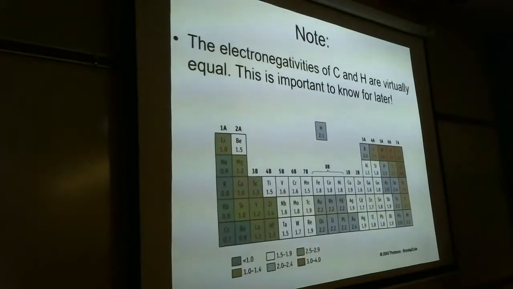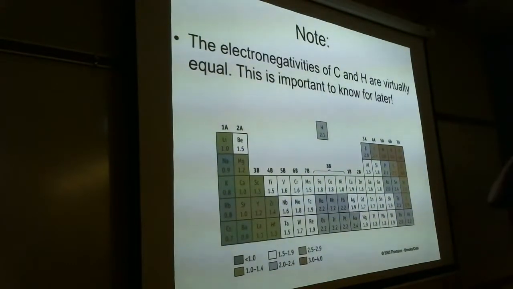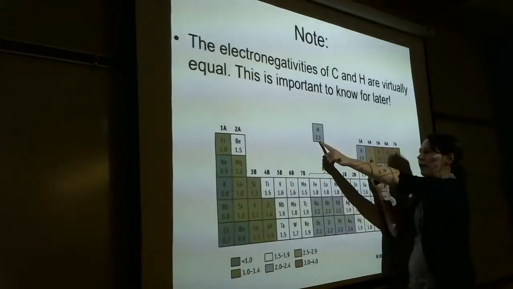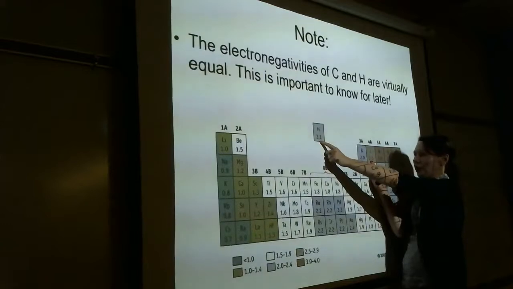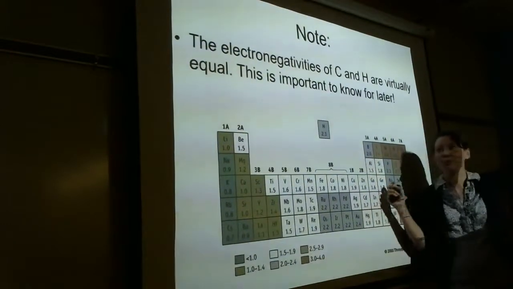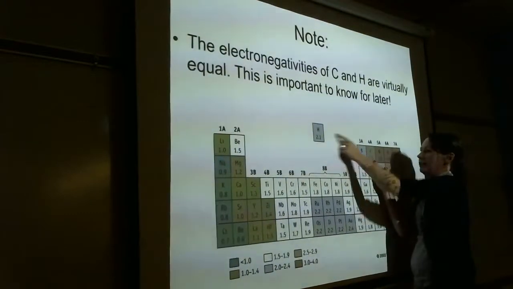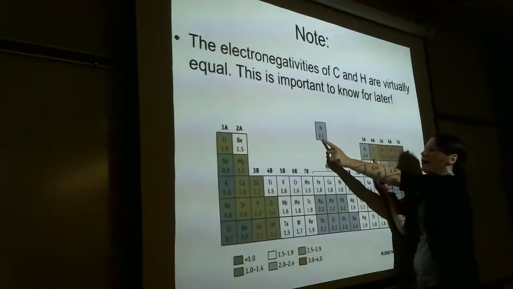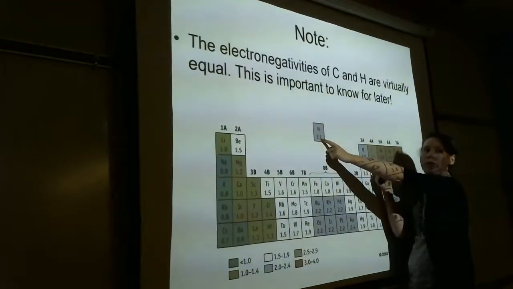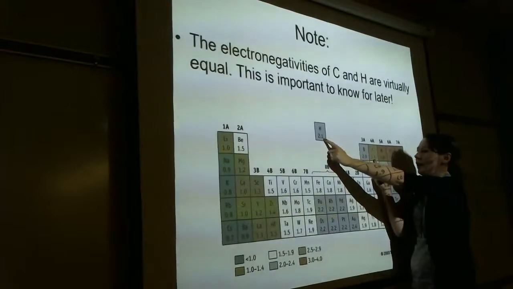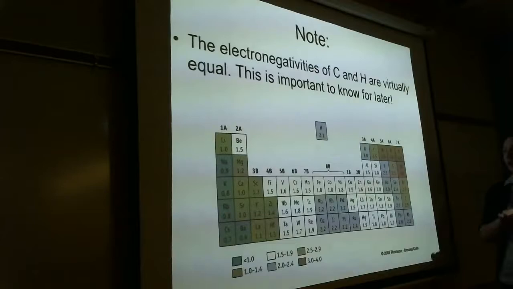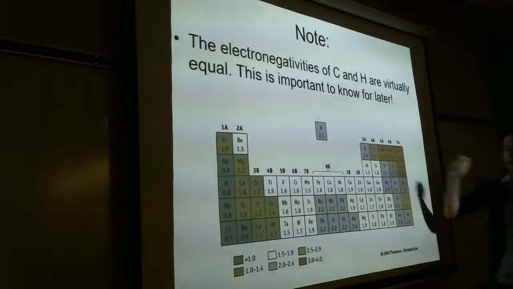Now this is something really important. You need to jot it down somewhere and commit it to memory. The electronegativity of carbon and the electronegativity of hydrogen are essentially the same. Remember, hydrogen is way over there, but in terms of electronegativity, we pretend it's in this region. Hydrogen is 2.1, carbon is 2.5, so the difference is 0.4, so a carbon-hydrogen bond is non-polar. That's super important that you know. You need to know that a carbon-hydrogen bond is non-polar.